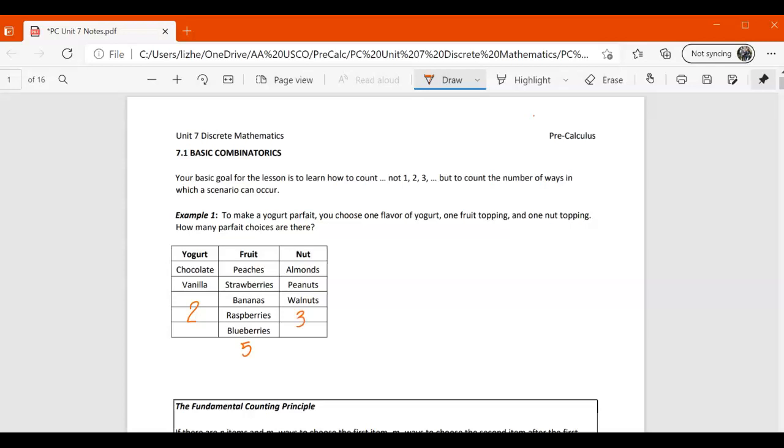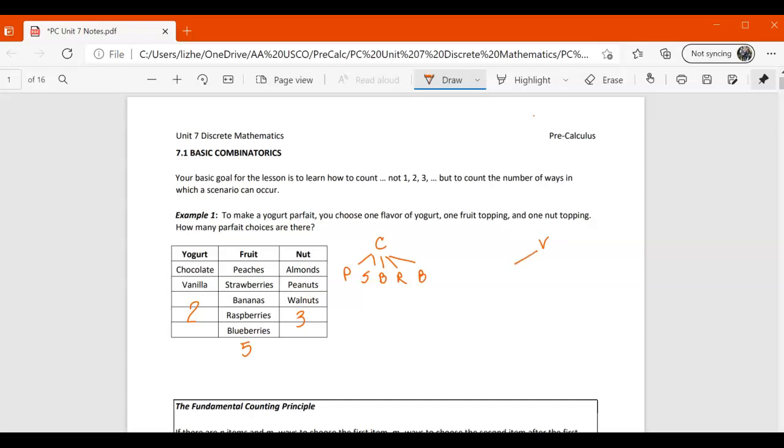So the most basic way to solve this problem is to make a tree diagram, which would look something like this. You can choose either chocolate or vanilla. Those are 2 yogurt choices. And then after you choose your chocolate or vanilla, you have 5 choices. 1, 2, 3, 4, 5. So we have peaches, strawberries, bananas, raspberries, or blueberries.